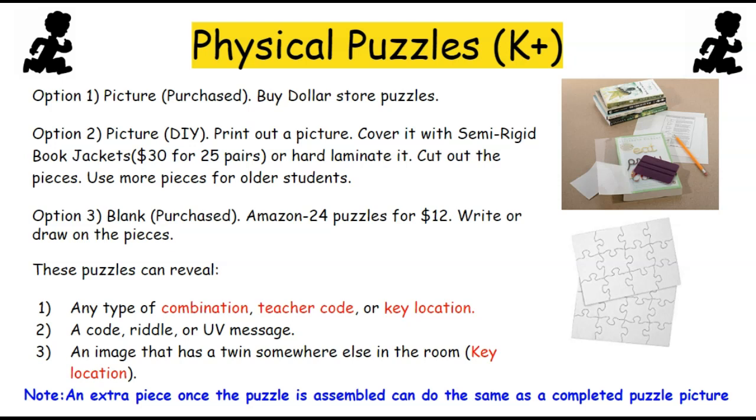Or they could reveal an image that has a twin somewhere else in the room, which is going to be your key location. Another choice that you have is to stick in an extra puzzle piece that does not fit, and on that one puzzle piece, that can be your teacher code or your combination, or it can be your key location.